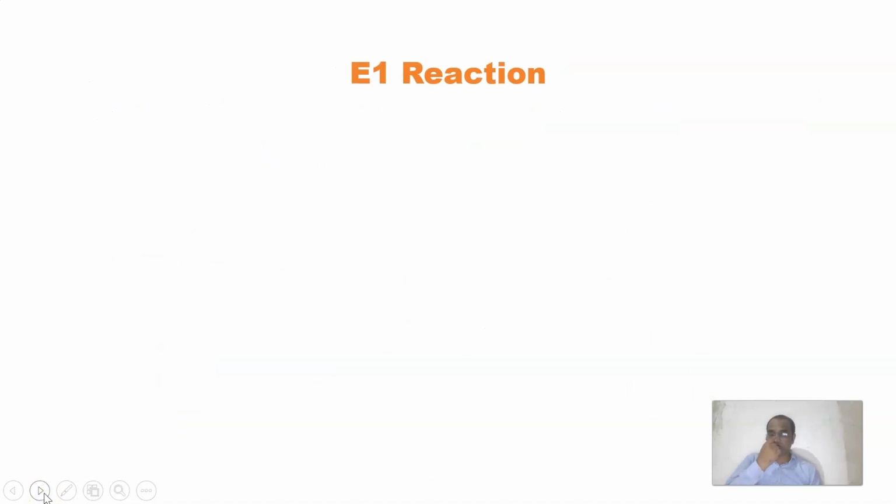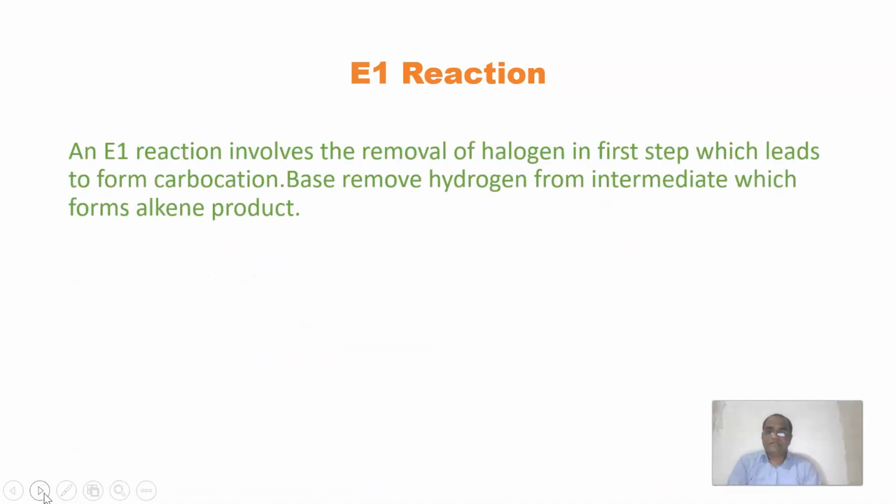Now we'll come towards an important reaction. The next important reaction, we'll say, is the E1 reaction. So an E1 reaction involves the removal of halogen in the first step. E1 is basically an elimination unimolecular reaction. So from the name itself we can understand that it is unimolecular, and unimolecular means the rate depends on the substrate only, not on the base. Right? And the E1 reaction involves the removal of halogen in the first step, which leads to the formation of a carbocation. The base removes hydrogen from an intermediate, which forms an alkene product.